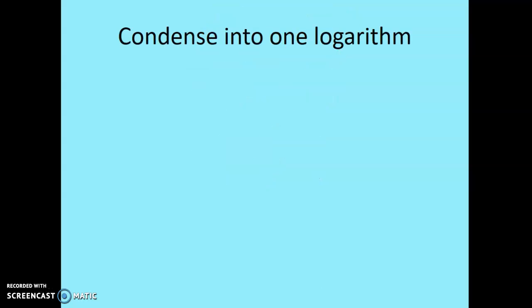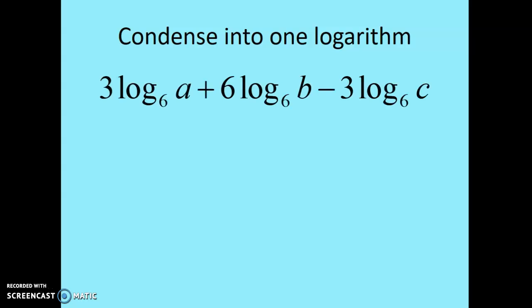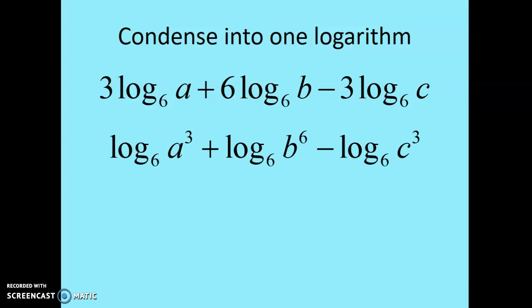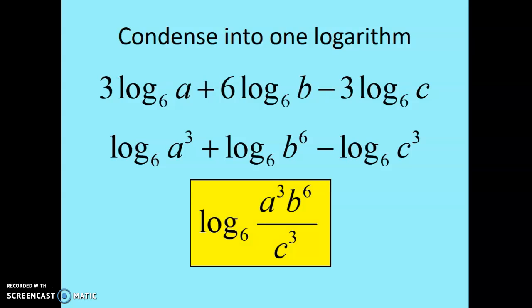Now we're going to condense all these into one logarithm. The 3, the 6, and the 3 all become exponents on their respective variables. So we have a to the 3rd, b to the 6th, c to the 3rd. For a to the 3rd and b to the 6th, those are being added, so we're going to multiply those two together, and the c to the 3rd is being subtracted, so that's going to be divided. So you'll end up with log base 6 of a to the 3rd, b to the 6th divided by c to the 3rd.